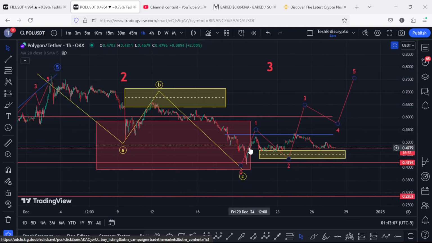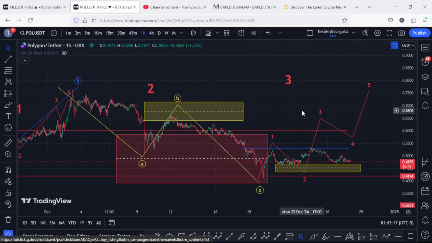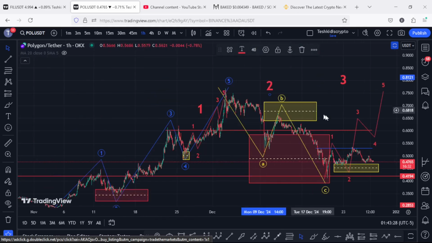an area that we have not fully maximized, and there are high chances that we have a low in place in the formation of this larger additive count 2, and in the next coming hours we can easily start an impulsive additive count 3. The confirmation that I'm waiting for is a 5 wave structure to be completed to confirm that we have a low in place in the formation of this wave 2, and the wave 3 is just getting started.